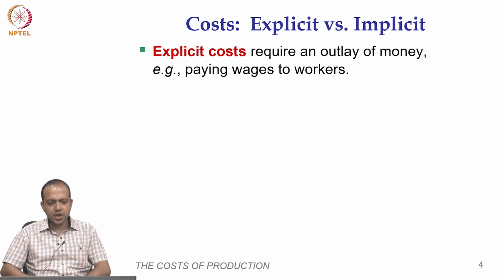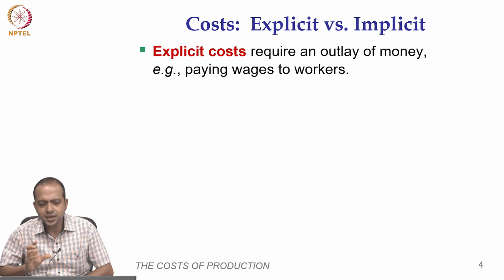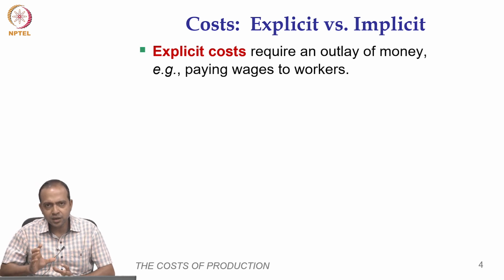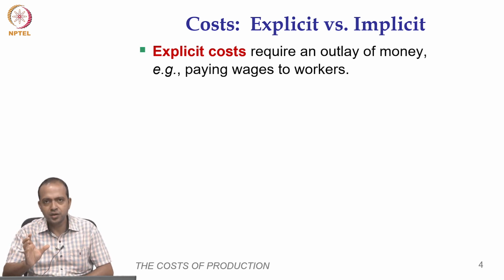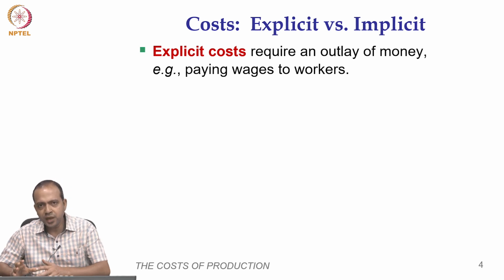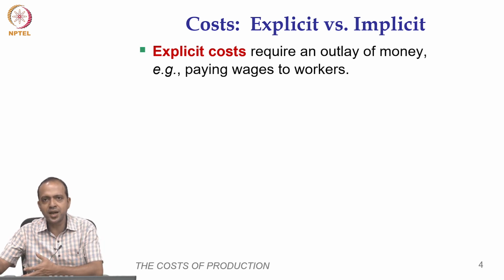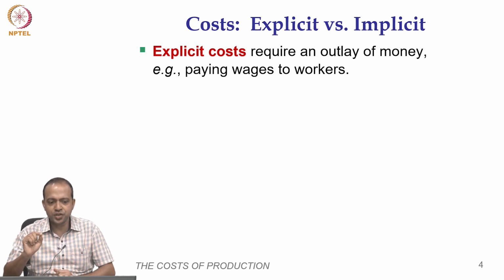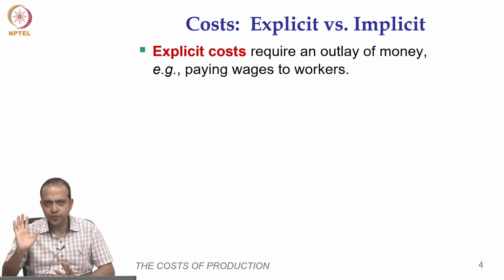Then costs are also explicit versus implicit. There are two types of cost. Explicit means there is cash or money going out of the pocket. That means it requires an outlay of money from someone's pocket. For example, when I am paying wages or salaries to the laborer, that is basically an explicit cost.